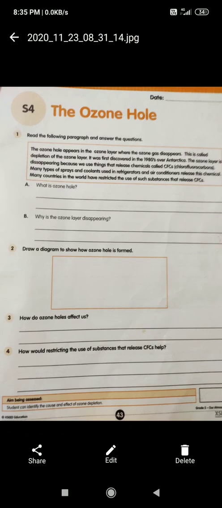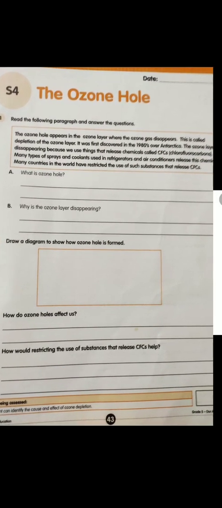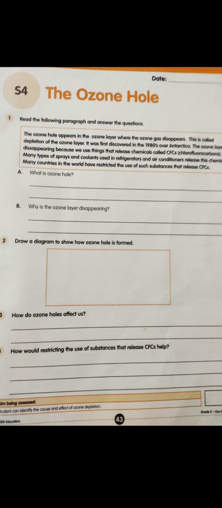Okay. The ozone hole appears in the ozone layer where the ozone gas disappears. This is called depletion of ozone layer. It was first discovered in the 1980s over Antarctica. The ozone layer is disappearing because we use things that release chemicals called chlorofluorocarbons. Many types of sprays and coolants used in the refrigerators and air conditioners release this chemical. Many countries in the world have restricted the use of such substances that release CFCs.